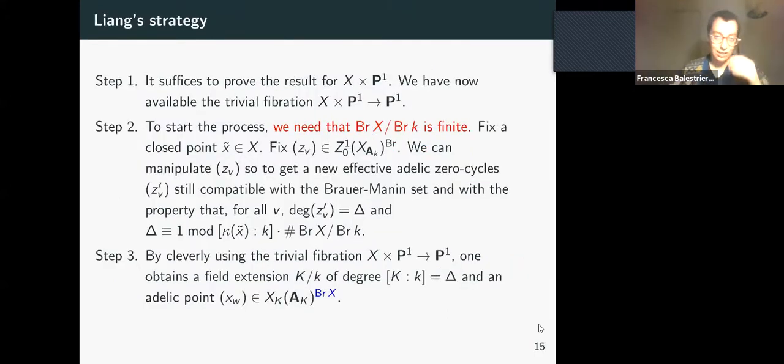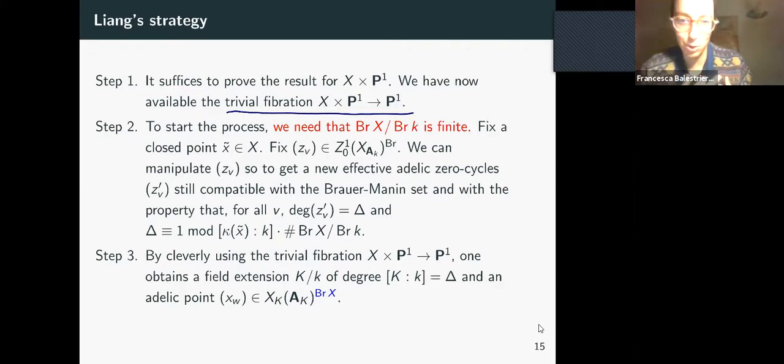This is quite long, but I'll go quickly. Essentially, the first step is to reduce everything to the trivial fibration. This is quite surprising, but it works. The trivial fibration is really the key to this proof, in a sense, which is mind-boggling, if you think about it.